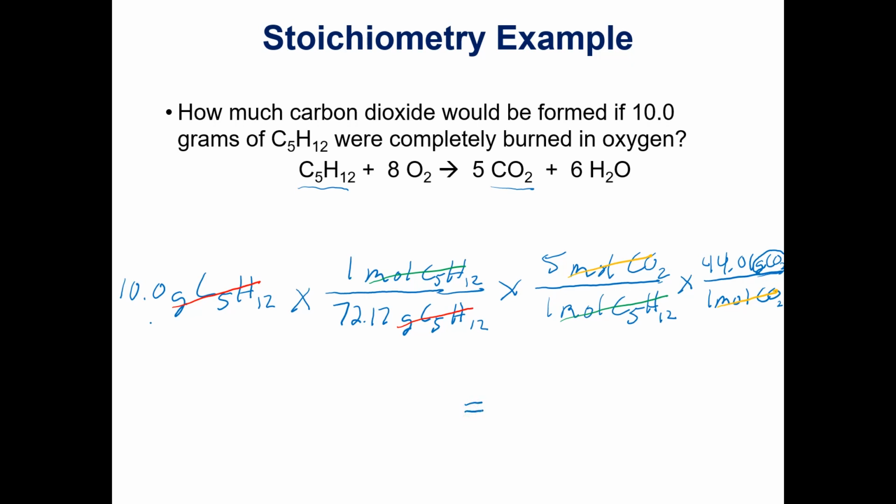So you put into your calculator 10 times 5 times 44.01 and divide that by 72.17. And you should come up with 30.5 grams of carbon dioxide that's produced.